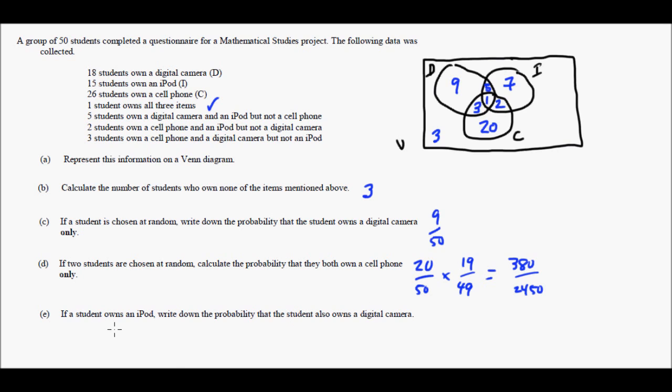Now, this one's conditional probability. If a student owns an iPad, or iPod, why do I keep saying iPad? I don't know. Write down the probability that the student owns a digital camera. So we're only talking about an iPod, not an iPad. I've got to remember that some of these questions are pretty old. Now, how many are there? We have 2, 5, 8, 15, and that matches right there. So 15 is our denominator. And own a digital camera. Well, these 5 people do, and this one does. So that's going to be 6 out of 15. And you're good to go.